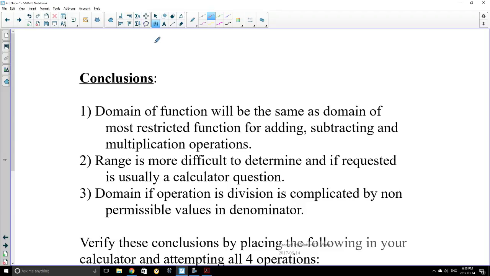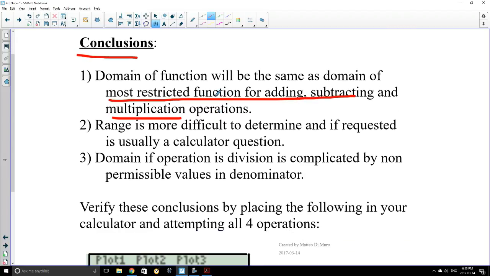Okay, so the domain of a function will be the same as the domain of the most restricted function for adding, subtracting, and multiplication. Notice how we don't have division there. Division is a lot harder to tell. So if you're looking at domain, it's going to be the most restricted domain of whichever two functions you're adding, subtracting, or multiplying. Number two, the range. Range is always tricky. It's difficult to determine, and if it's requested, it might be a calculator question, but really in future sections we're going to learn how to do this algebraically. So you probably just want to look at the equation.